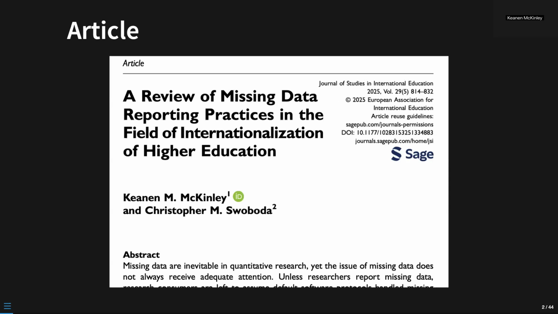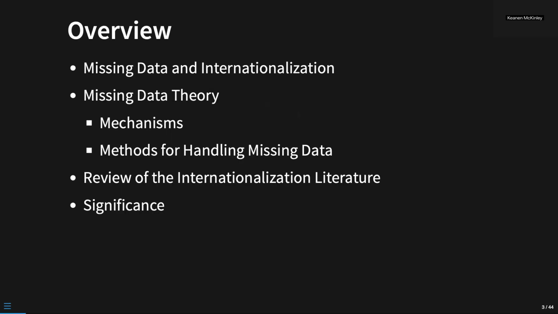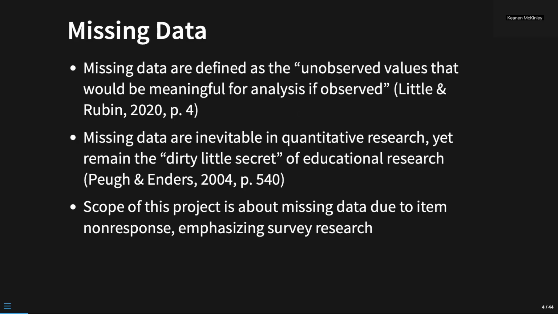In this presentation, I'm trying to give a brief overview of some of the major concepts and main ideas that we're trying to present in this paper. Briefly, I'm going to talk about missing data, internationalization, and why this is important, and then get into missing data theory. We'll spend a little time talking about the different mechanisms and methods to emphasize and illustrate the importance of understanding missing data and how we can approach it in our work. Then we'll get back to the article to talk about the results from our review of the literature, and then the overall significance and steps that you can take in your own research.